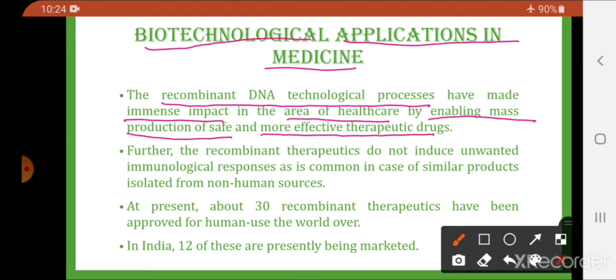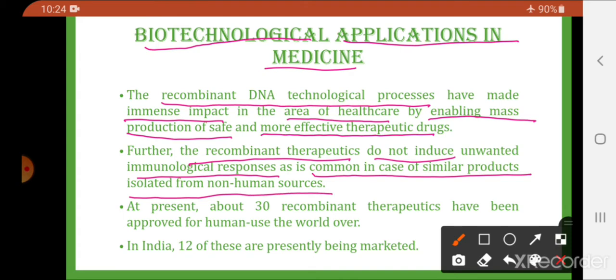Further, the recombinant therapeutics do not induce unwanted immunological responses as is common in case of similar products isolated from non-human sources. OK, what has been said is that the therapeutics made through recombinant DNA technology do not induce unwanted responses.